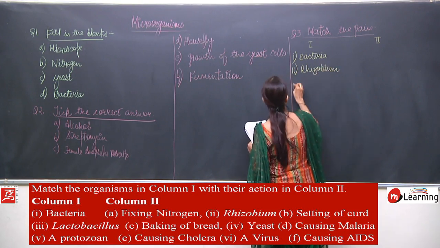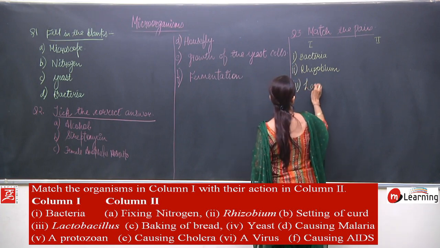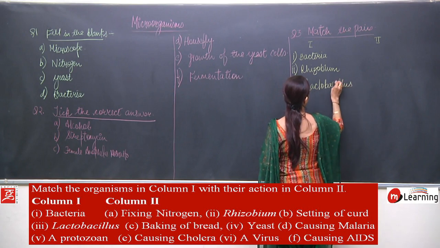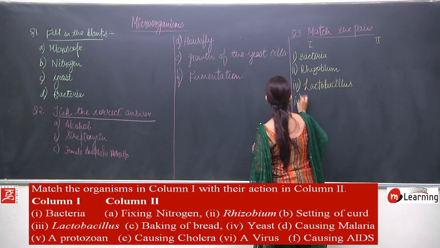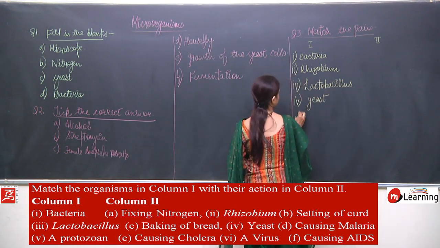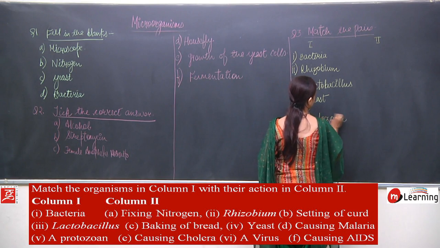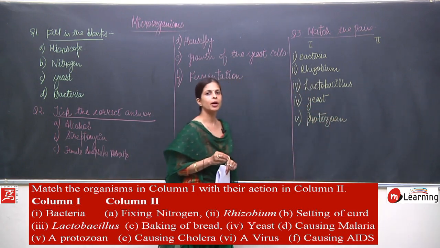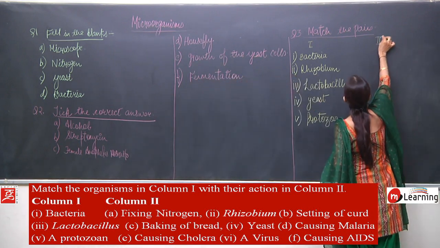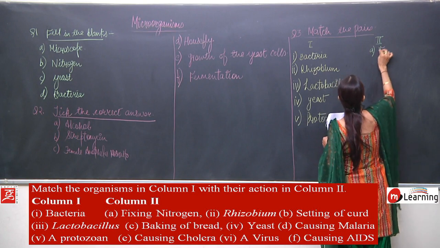The third one is lactobacillus. The fourth one is yeast, and the fifth one is protozoa or the protozoans. Now if I talk about the second column, what they have given. Now in column second I will be writing, so here I will be writing A. A is fixing nitrogen.